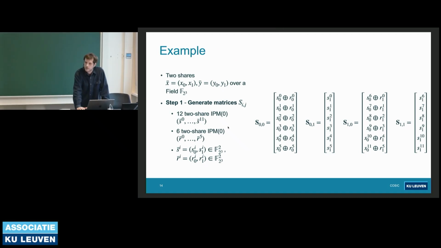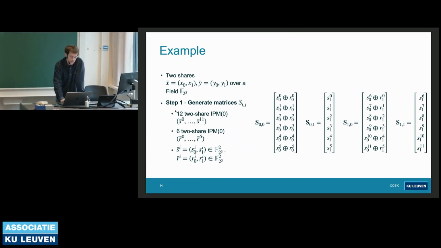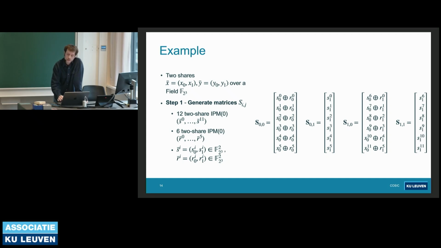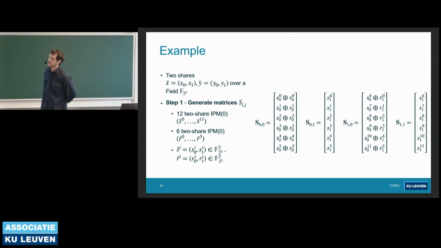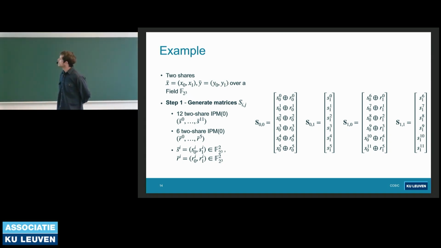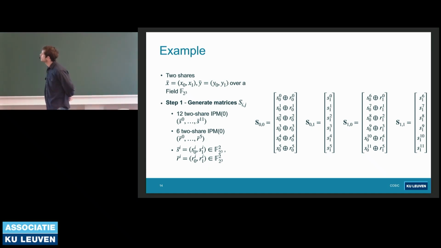Let's make a full example. So you have a two-shared x0, x1, y0, y1. We assume here a 3-bit field. And I will explain how we made this randomness matrix. To make those 4 matrices, basically we have to generate 12 two-shared IPM of 0.